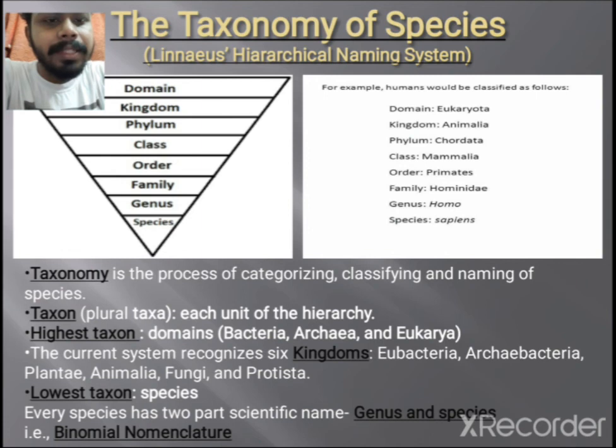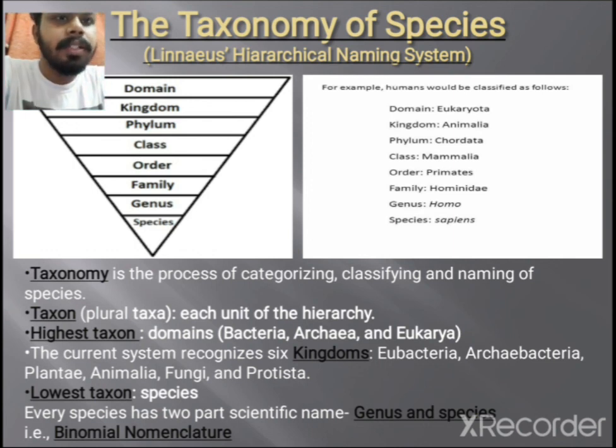And the last thing is, every species has a 2-part naming system. So every species has a 2-part scientific name. So how do they give the scientific name? The scientific name is given by binomial nomenclature. Binomial means a 2-part naming system. 2-part naming system means in their name 2 parts will be given. The first part will be the organism's genus name, and the second part represents the organism's species name. So in this way a scientific name of an organism is given.